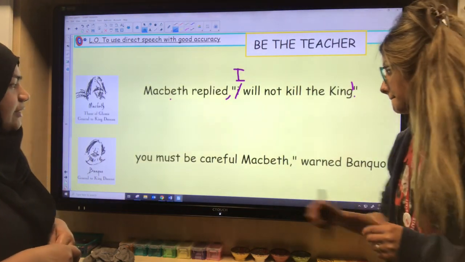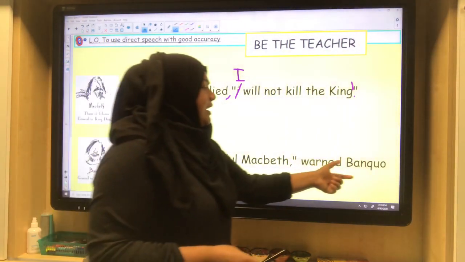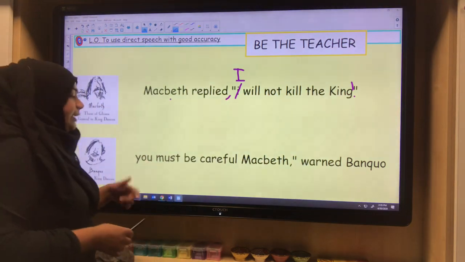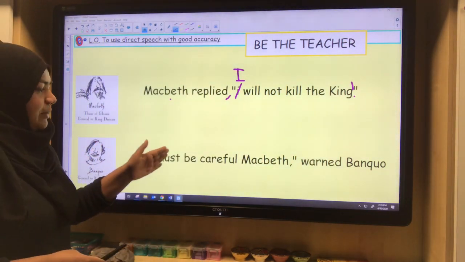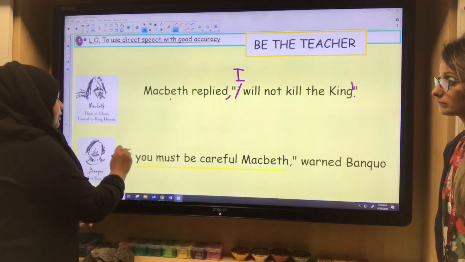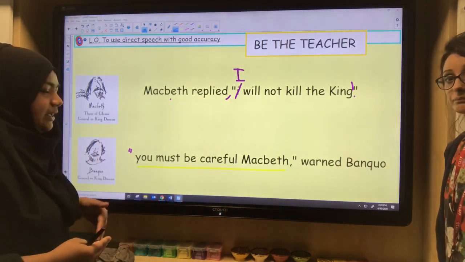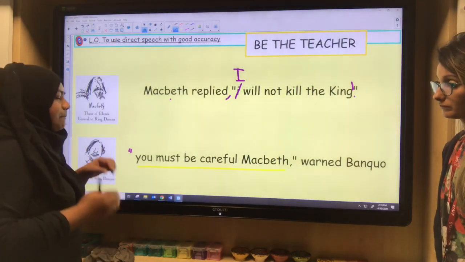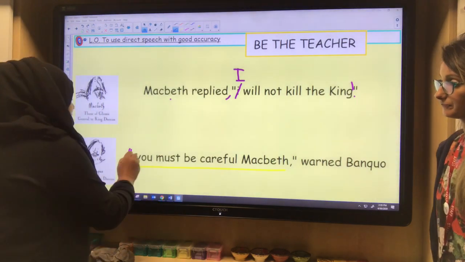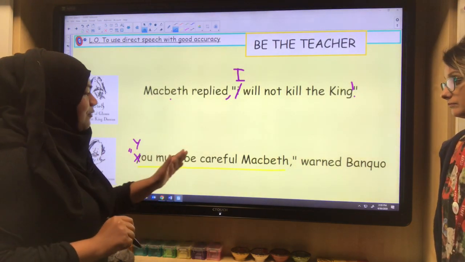Good self-correcting. And if we look at the next one here, we've got the person who's speaking at the end. So we would not need a comma here because it's not at the beginning. So you've got, you must be careful, Macbeth, warned Banquo. We are missing the opening inverted commas. We need to know where the dialogue begins, and that's where it begins. We know that dialogue must always begin with what, Mrs. Gale? A capital letter. Good. So that needs to become a capital Y. So you must be careful, Macbeth.